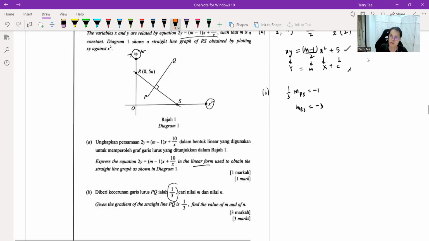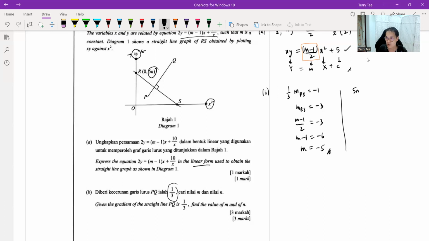Now, from your graph, the linear form that I've got here, my gradient is m minus 1 over 2. I equate it with negative 3. So let's multiply over. This is negative 6. The 1 bring over, my m is negative 5. For your y-intercept, my y-intercept from the graph, I already have it here, is 5n. I want to compare with the y-intercept that I got from the equation, which is 5. So my n is just 1.